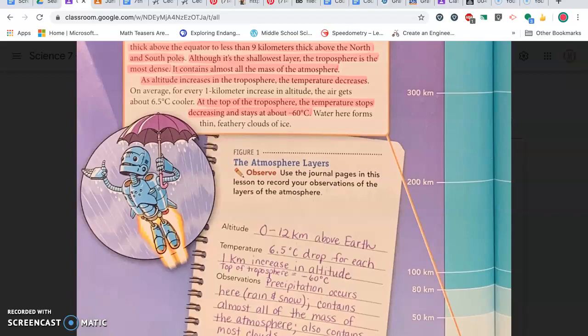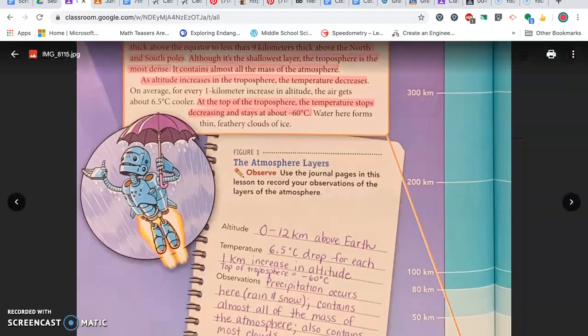So for every kilometer you go up, it's going to drop 6.5 degrees Celsius. And at the very top of the troposphere, at 12 kilometers above Earth, it reaches a fairly constant temperature of negative 60 degrees Celsius.